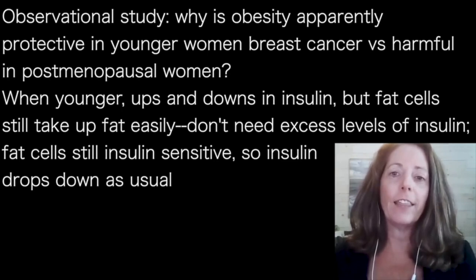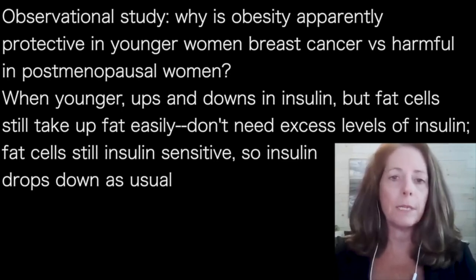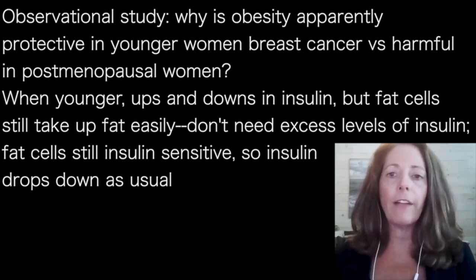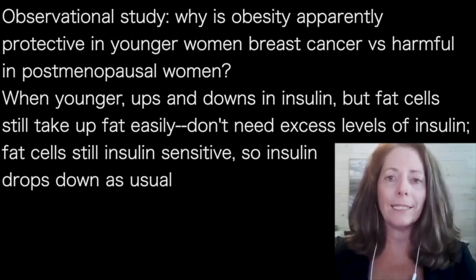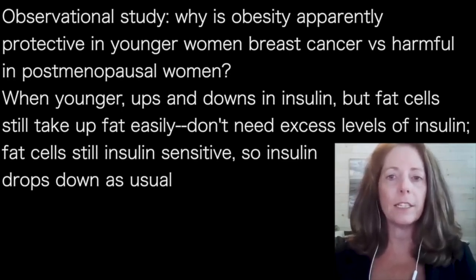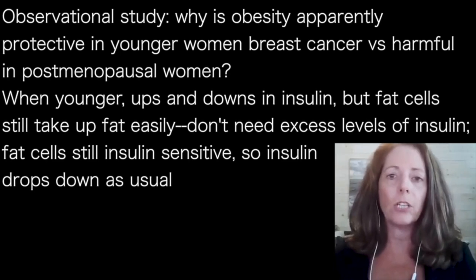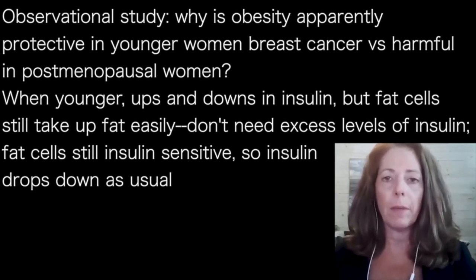And if we think about it from a storage perspective, maybe we're having ups and downs in insulin, but our fat cells are still taking up fat pretty easily. So we don't need excessively high insulin levels. Glucose comes in, insulin is released, glucose and fatty acids are put away. Our cells are still receptive, so insulin drops back down. It's only going up after we eat and then coming back down.